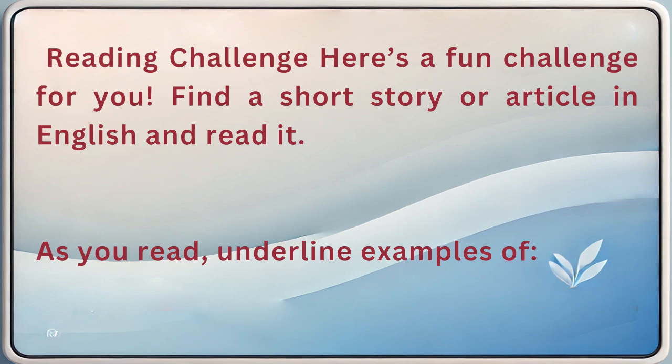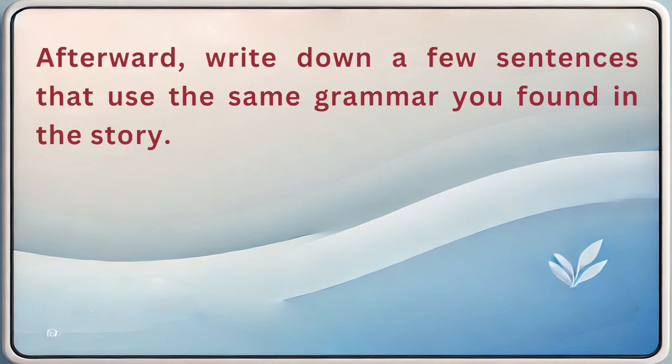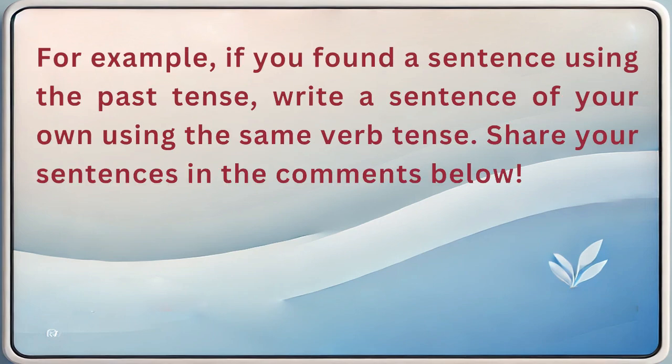Reading challenge. Here's a fun challenge for you. Find a short story or article in English and read it. As you read, underline examples of present tense verbs, past tense verbs, prepositions, and conjunctions. Afterward, write down a few sentences that use the same grammar you found in the story. For example, if you found a sentence using the past tense, write a sentence of your own using the same verb tense. Share your sentences in the comments below.